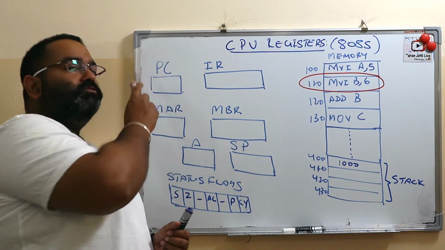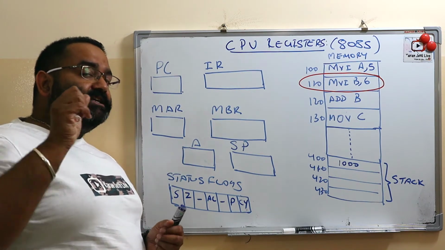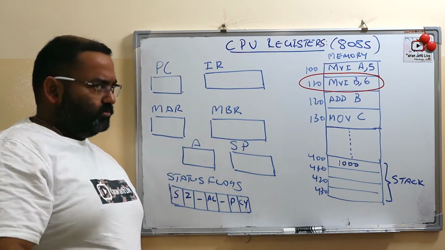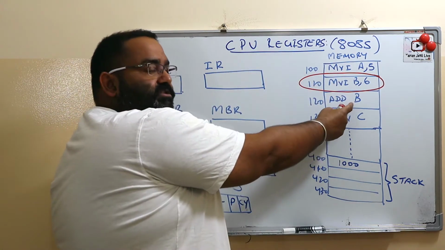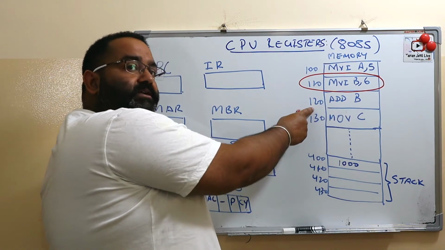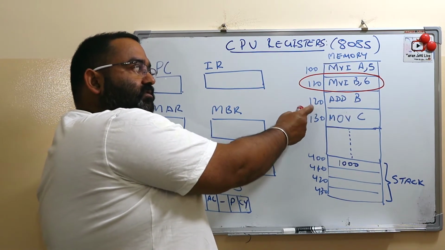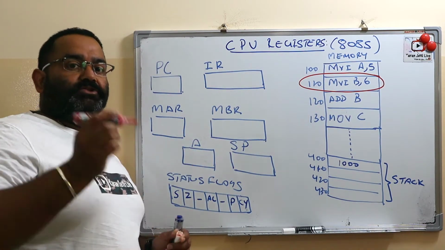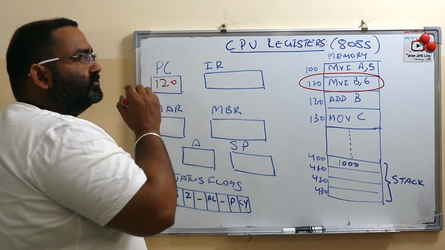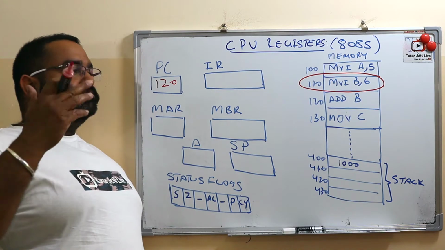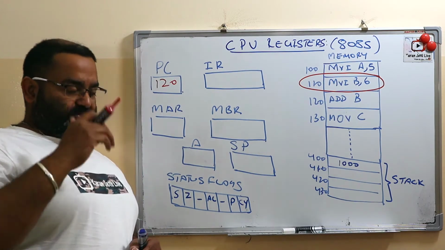So what does the program counter store? It stores the address of the next instruction. Now this is the present instruction. What is the next instruction? This. What is the address of the next instruction? This, 120. So the program counter will store 120. Program counter stores the address of the next instruction.